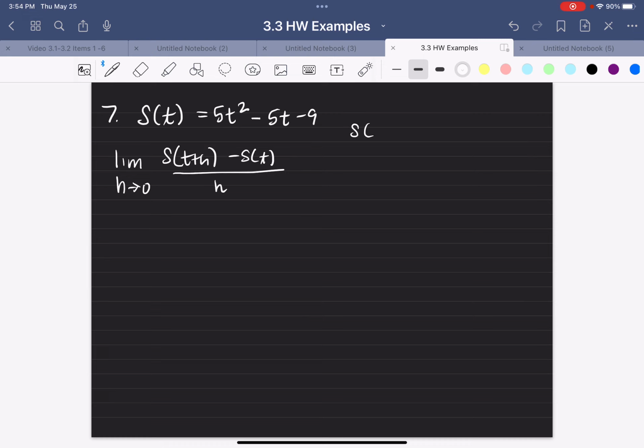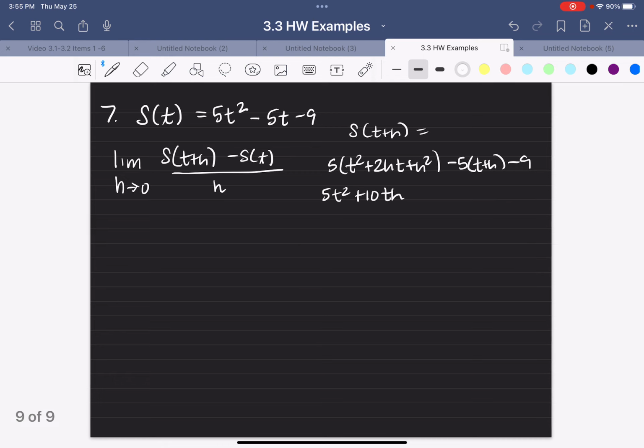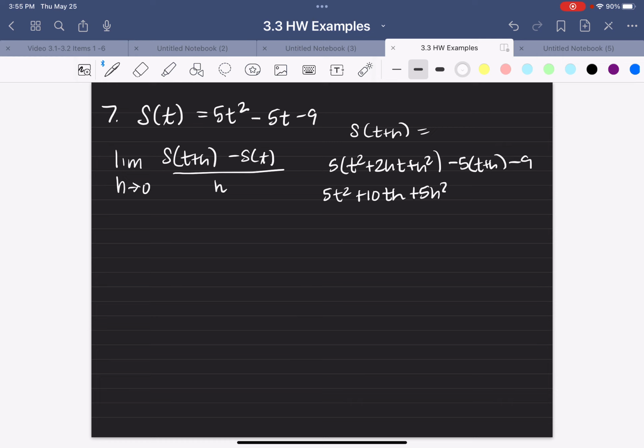So s of t plus h is going to be 5t squared plus 2ht plus h squared minus 5 times t plus h minus 9. So it's 5t squared plus 10ht or th, doesn't matter. I think I put th last time. Plus 5h squared minus 5t minus 5h minus 9. Okay, so that's s of t plus h.